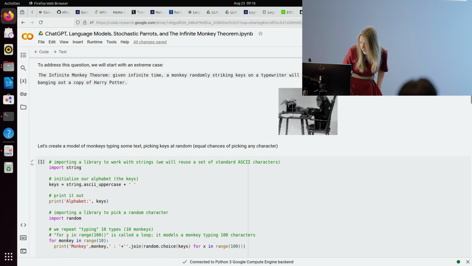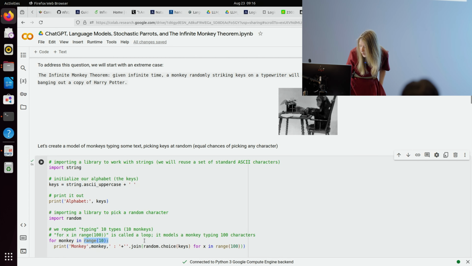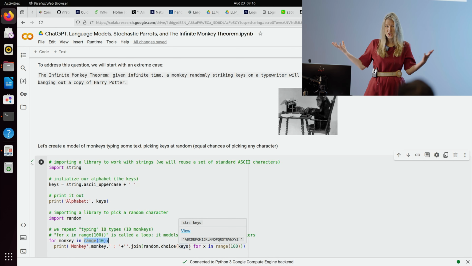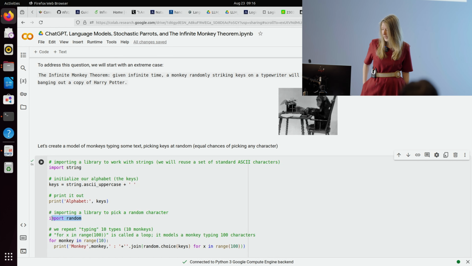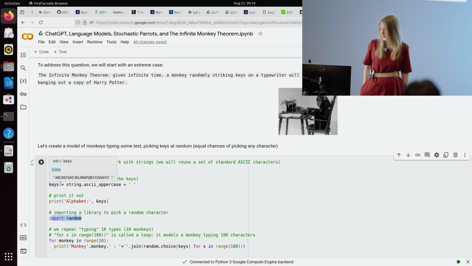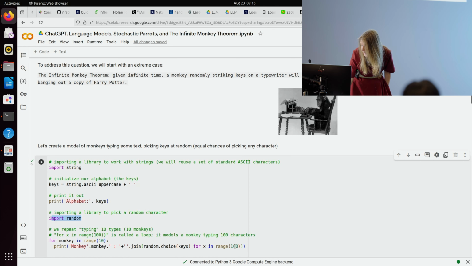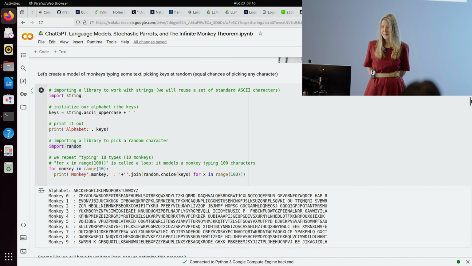And then, suppose we would like to have 10 monkeys, so we have the for loop to generate 10 monkeys. Each monkey will be choosing each character at random with uniform probability, with the same chance. In order to do that, we also use this external library called random. Random choice just picks one of these elements in the keys with the same probability, okay? And then we generate a sequence of 100 characters. So this is our output. Does it look like English?